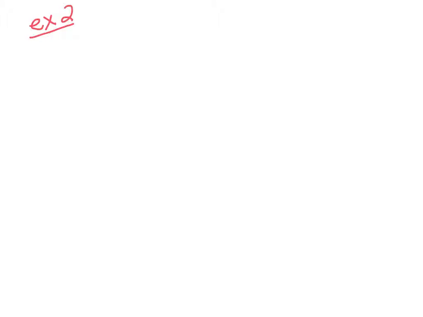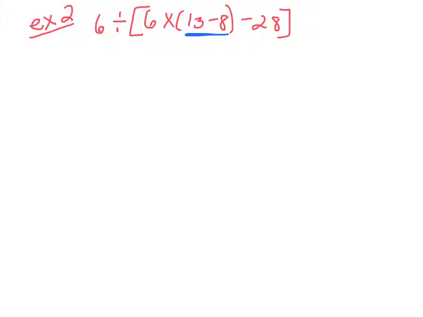Okay, let's try 6 divided by, I'm going to open a bracket, 6 times 13 minus 8 minus 28, closing the bracket. Okay, so first thing I need to do is go right into the brackets and look for parentheses. I have a set of parentheses, so I need to take care of those first. So I'm going to copy, copy, copy, and copy, copy. Alright, I hit the parentheses.